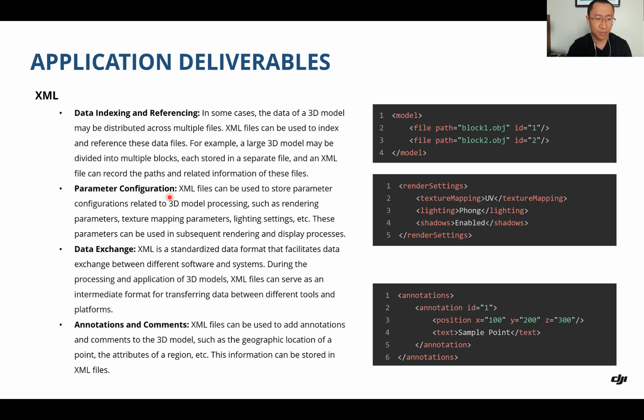Another is parameter configuration. An XML file can be used to store parameter configuration related to 3D model processing, such as rendering parameters, texture mapping parameters, lighting settings, etc. These parameters can be used in the subsequent rendering and display process.